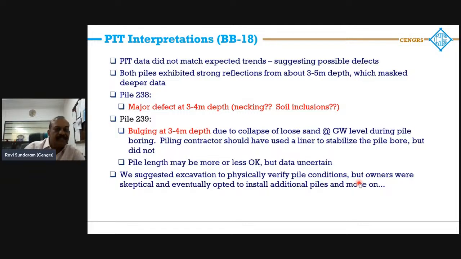So the PIT did not match the expected trends, suggesting possible defects. Both the piles indicated strong reflections at about 3 to 5 meter depth, which masked the data at deeper depth. So in one there could be a major defect, necking or soil inclusions, and in pile 239 there could probably be some bulging. Pile length seemed to be okay, but we were not very sure of that.